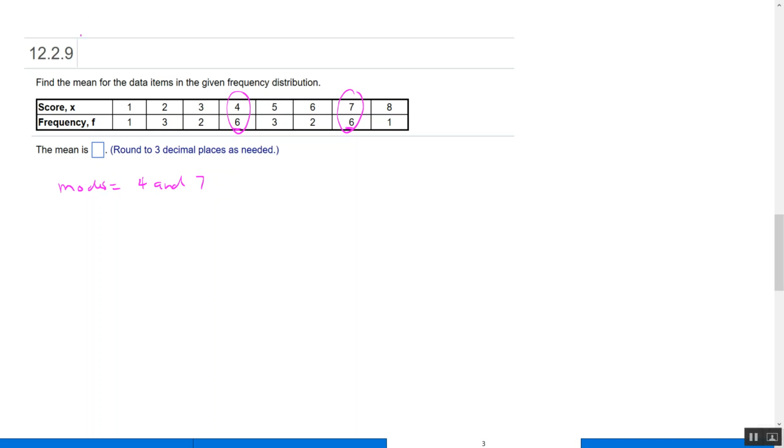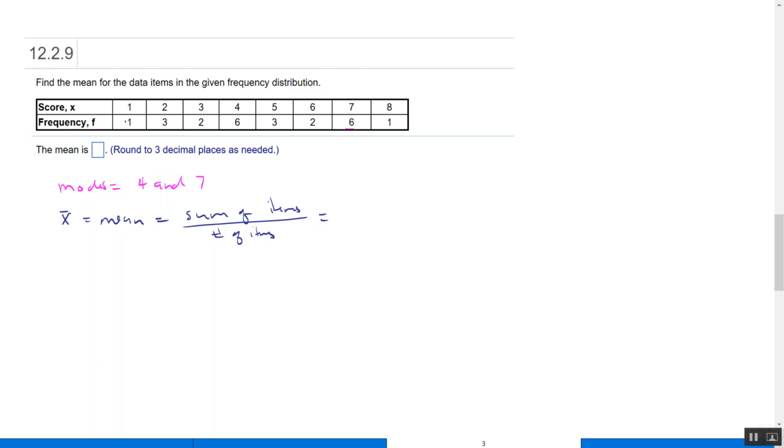Next, let me go ahead and find the mean. The mean, remember, is the sum of all the data items divided by the total number of data items. Because it's given to us in this frequency distribution, I have to make sure, this is the same thing as a weighted graph, that I'm counting all of them.